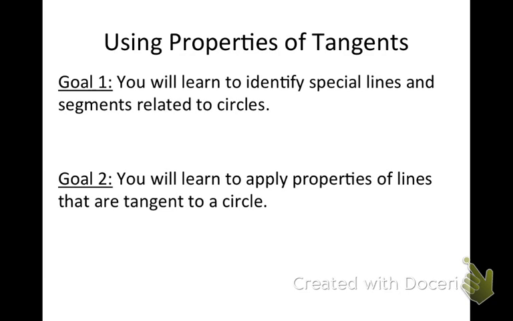Welcome. In this video, we're going to begin to talk about circles. And we're going to talk about circles in a couple different ways. You can see the goals here.